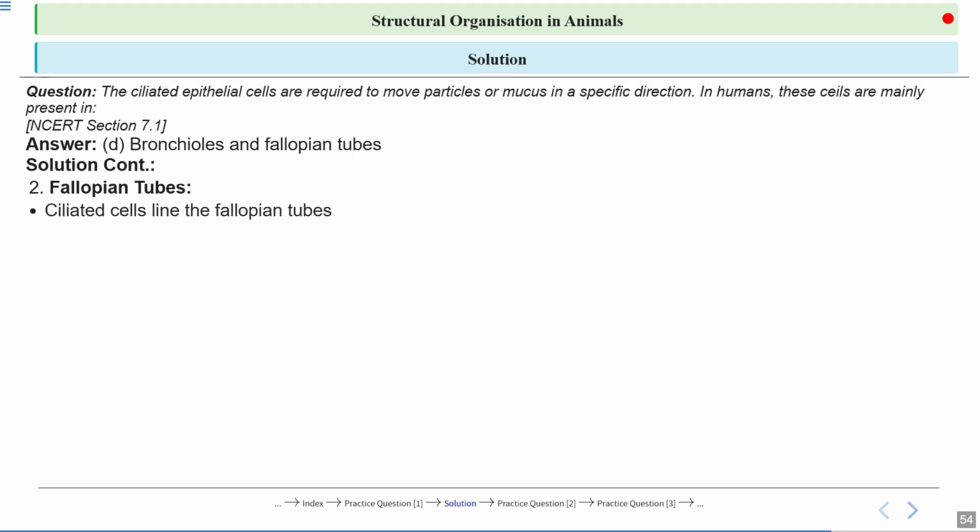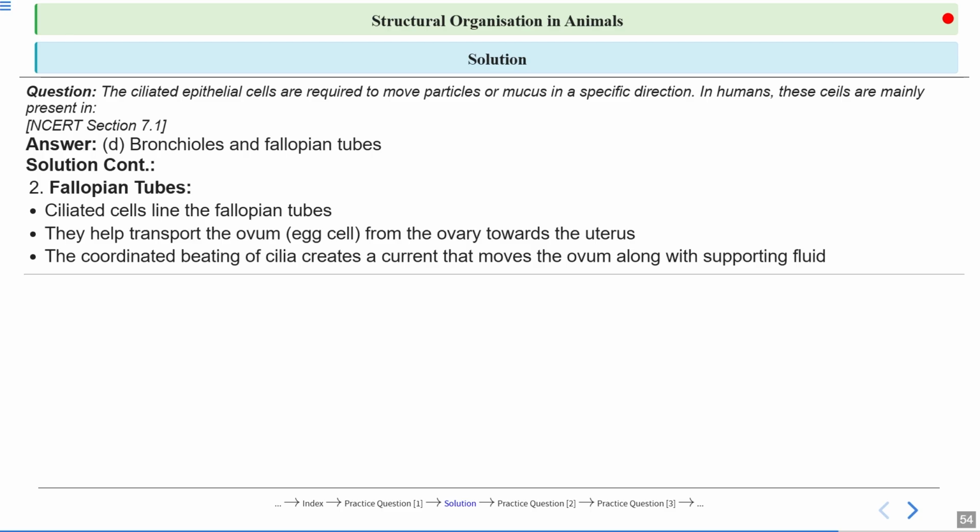Fallopian tubes also have ciliated epithelium. Ciliated cells line the fallopian tubes, so they help transport the ovum cells from the ovary toward the uterus, right? By the beating of the cilia, they allow the ovum, or the egg cells, to move forward into the uterus part. The coordinated beating of the cilia creates a current that moves the ovum along the supporting fluid.